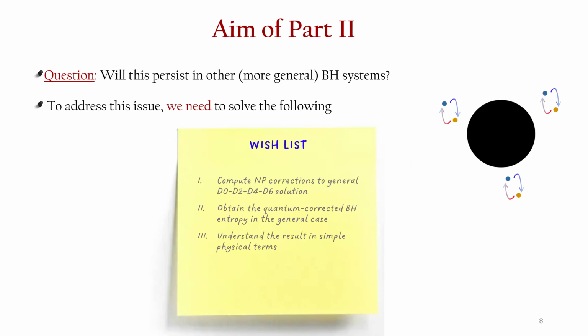The second, of course, we need to extend our results. We only computed the entropy, the quantum corrected entropy for the D2D6 and the D0, D2D4. We need the most general solution to be able to address this question. And finally, depending, of course, on which kind of answer we get, one may want to understand in simple physical terms what we get, why we get what we get. In particular, if there was a simple explanation that we could have used to guess the result. So essentially, this wish list comprises my outline of the talk. So let's go through each of these in turn.